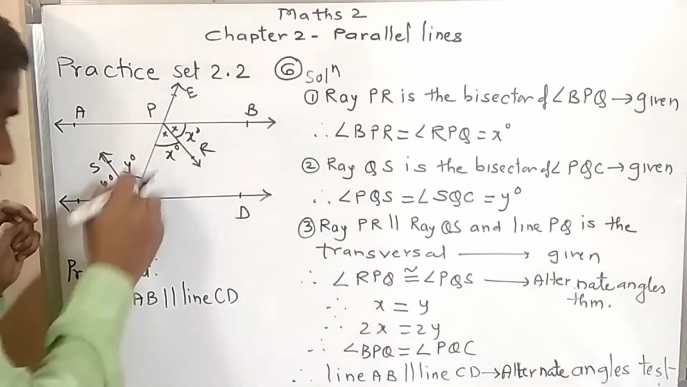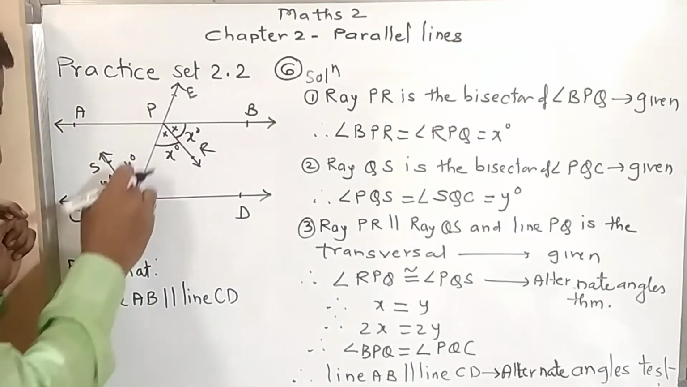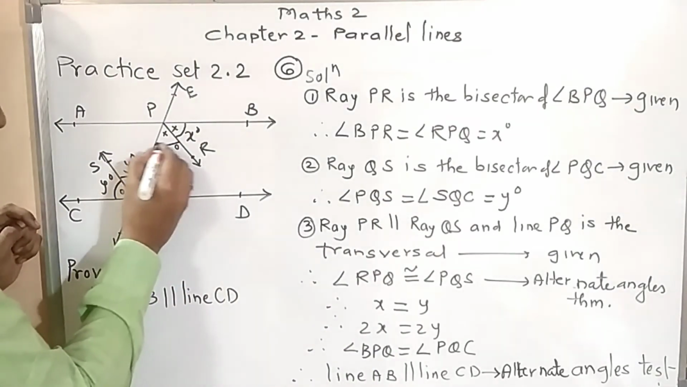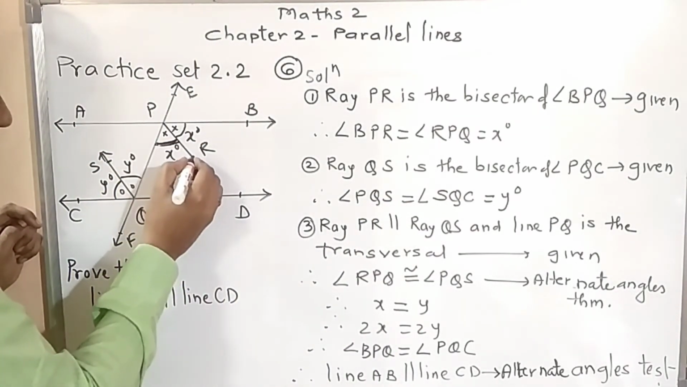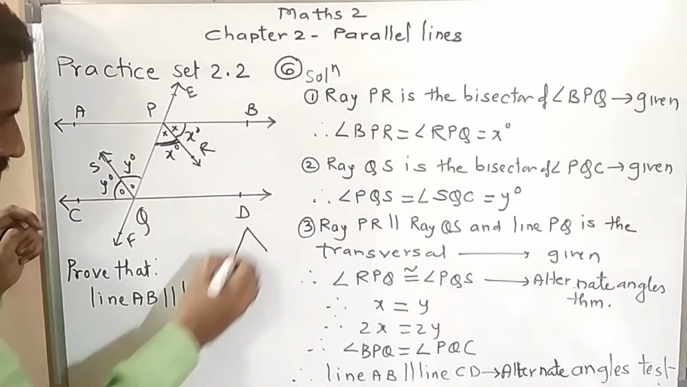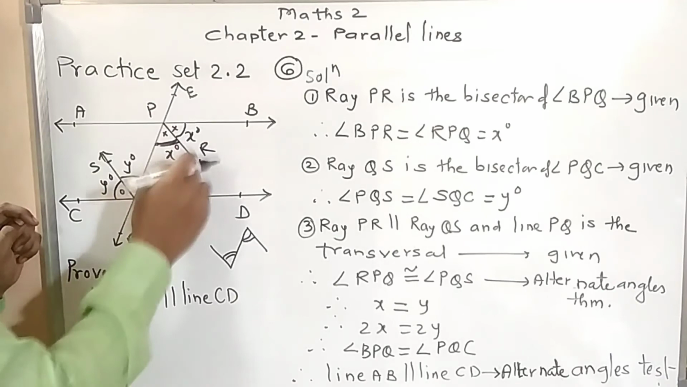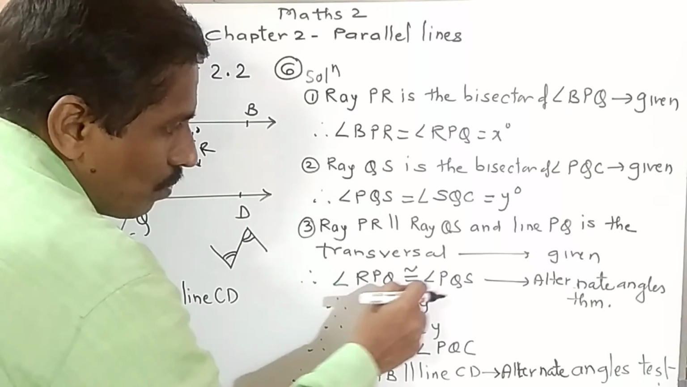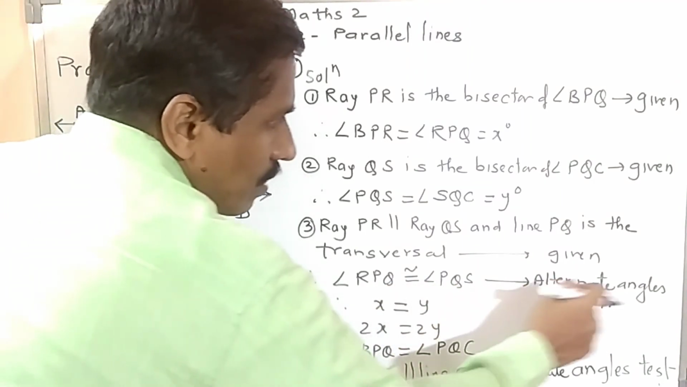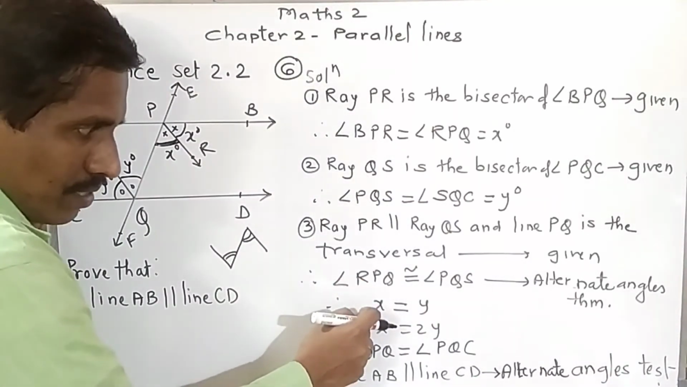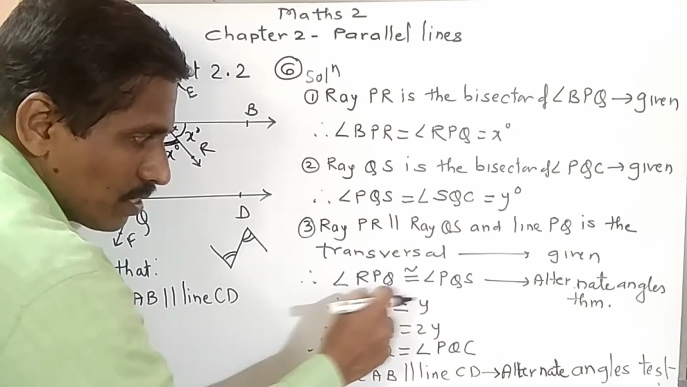Now ray PR is parallel to ray QS and segment PQ is the transversal. So angle RPQ is congruent to angle PQS. What type of angles are these? These are alternate angles. Since the lines are parallel, alternate angles are congruent. Angle RPQ is congruent to angle PQS. Reason: alternate angles theorem. Angle RPQ is x, angle PQS is y, therefore x is equal to y.